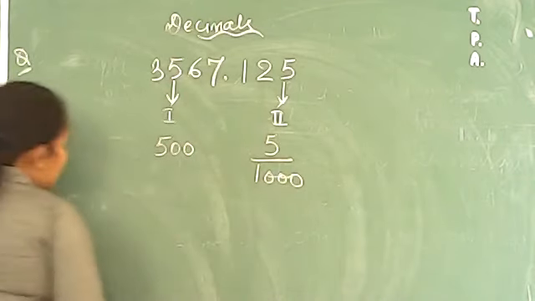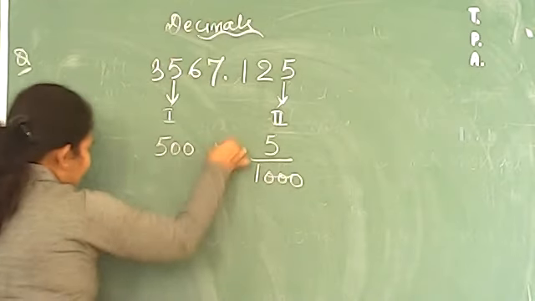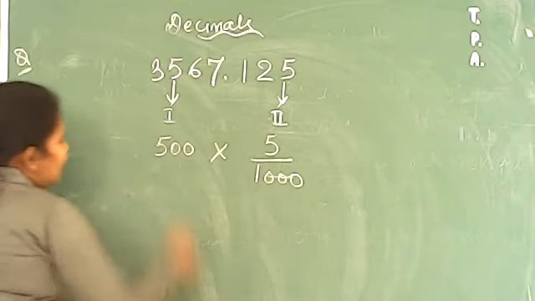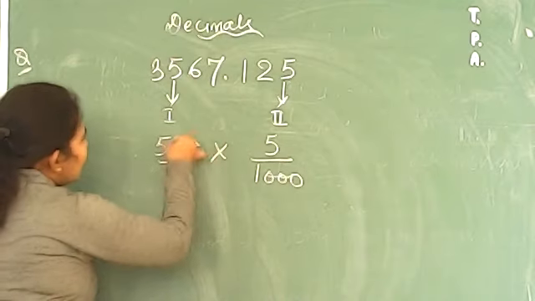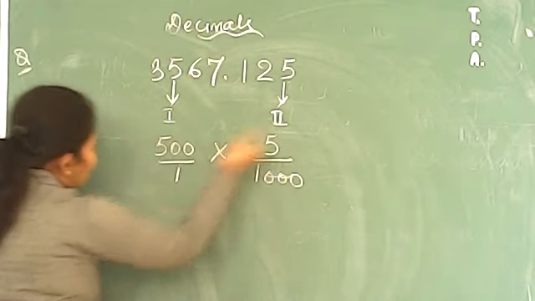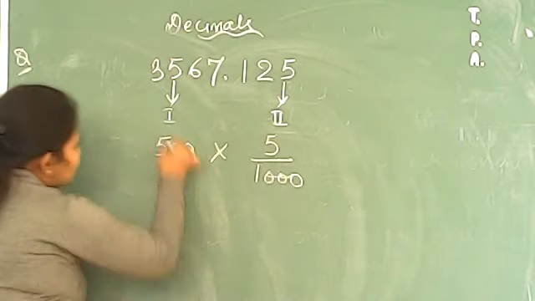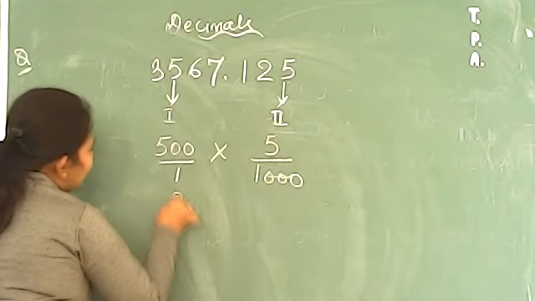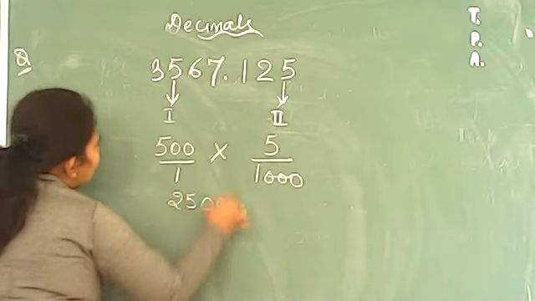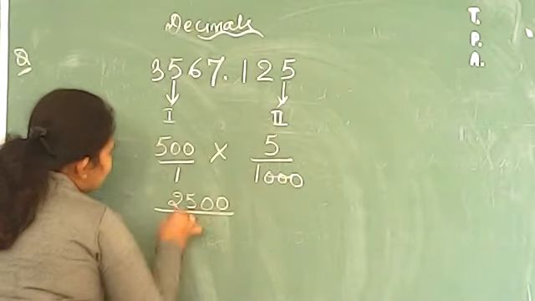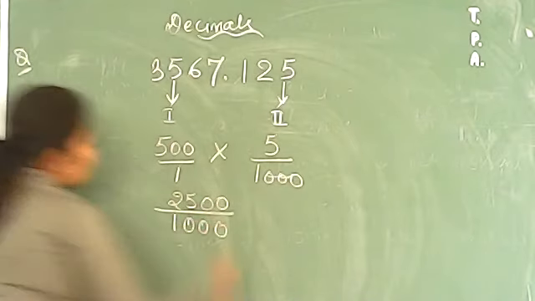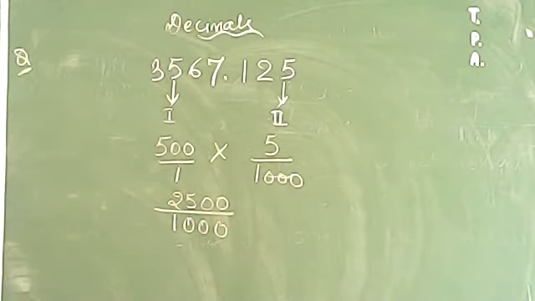So how can you solve this? Product means multiplication. So in multiplication what do we do? Top you multiply with top, bottom you multiply with bottom. So 5 you will multiply with 500, it will give you here 2500, and 1 with 1000 you will get 1000 only. So your answer would be 2500 upon 1000.